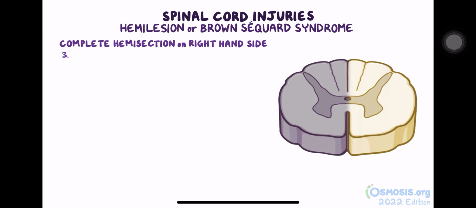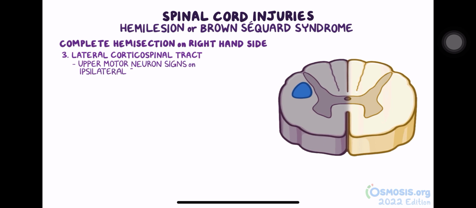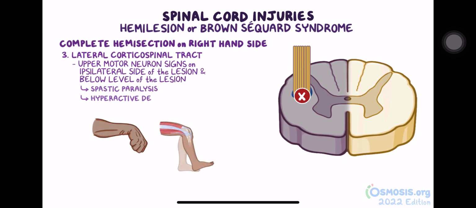Third, damage to the lateral corticospinal tract passing through that spinal level results in upper motor neuron signs on the ipsilateral side of the lesion, below the level of the lesion. These signs include things such as spastic paralysis, hyperactive deep tendon reflexes, and a positive Babinski reflex.